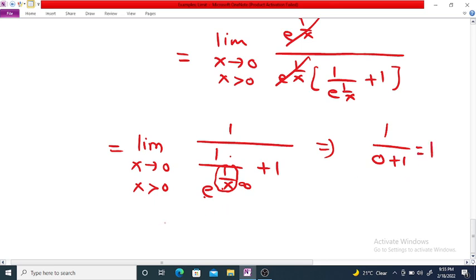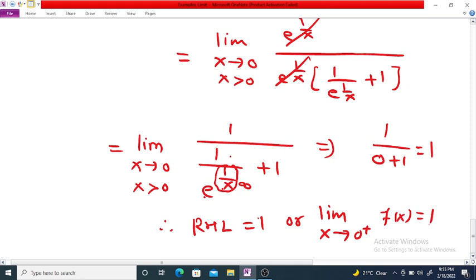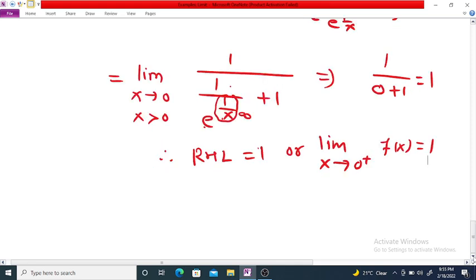So the right hand limit, therefore, in other words, limit x tends to 0 plus of f of x is equal to 1. Now consider the left hand limit.